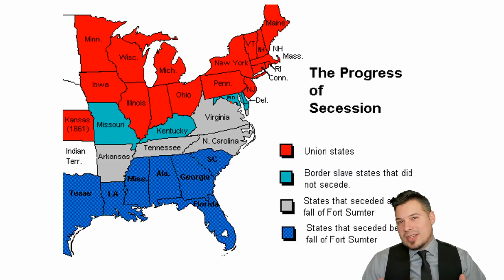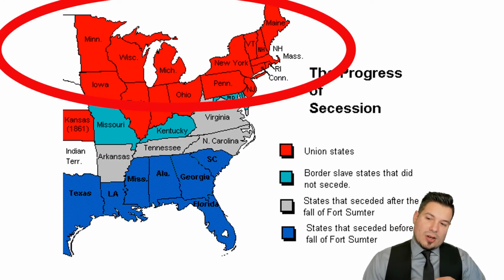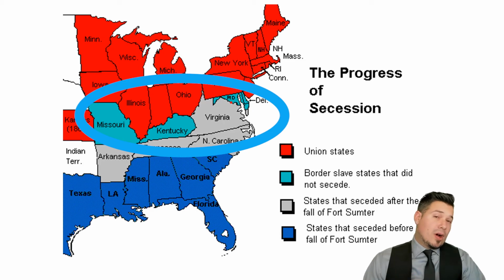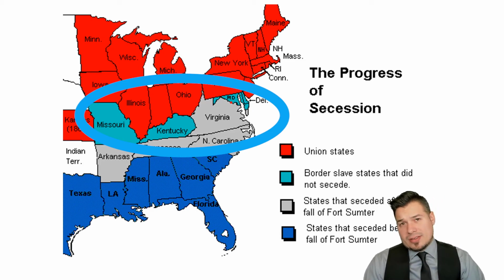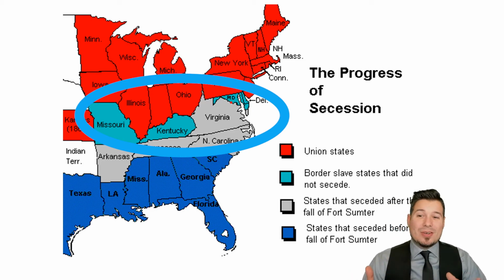So the progression of secession is pretty interesting. You at first have, as you can see here on the map, the red is the Union states. The border states are the blue here. They're going to be still part of the United States, but they're going to have special laws, including allowing slavery, as we didn't want them to leave, especially Maryland. Our capital, Washington, D.C., is in and surrounded by Maryland.